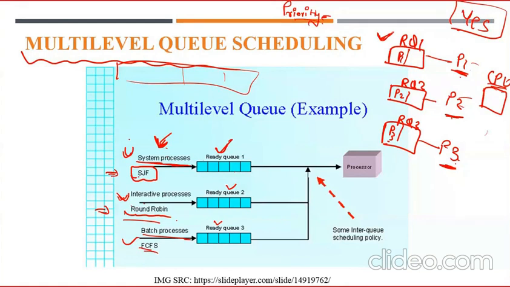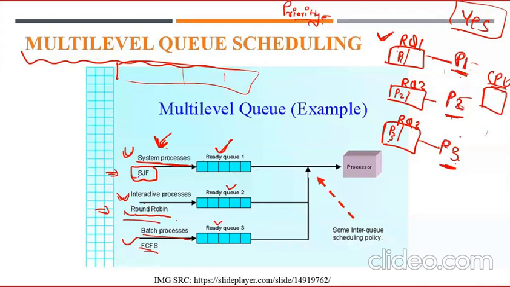In the multi-level queue scheduling algorithm, we are using multiple queues. We are segregating all our processes into different queues, and we can apply a different scheduling algorithm to each. Let's assume that from the ready queue, based on that particular algorithm, we are picking up the P1 process, here the P2 process, and P3.